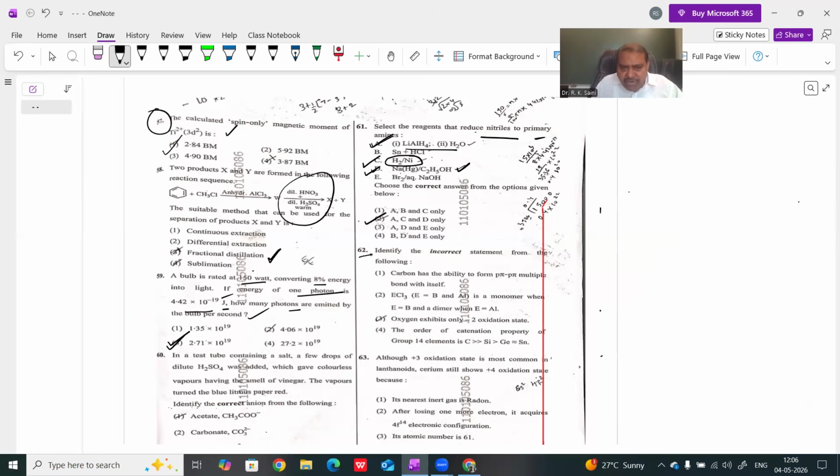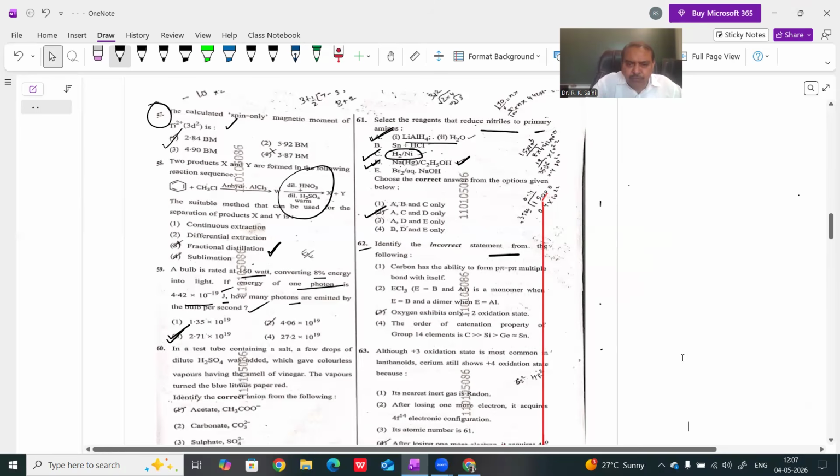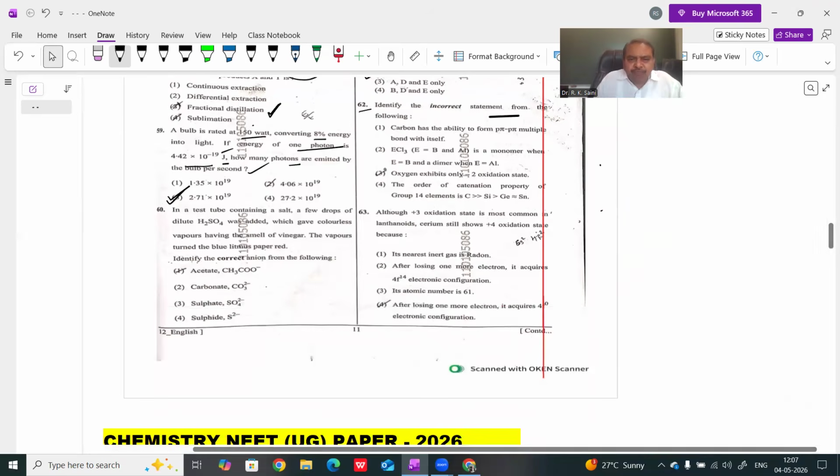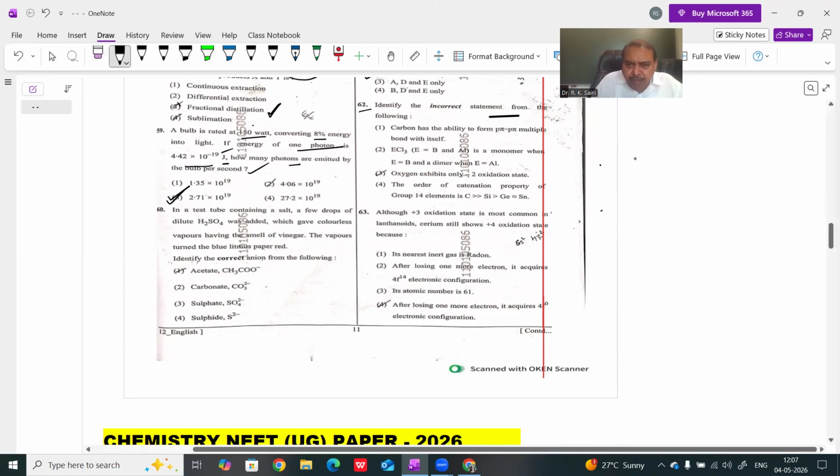Question number 63. Identify the incorrect statement in the following. Question 62. Carbon has the ability to form pi multiple bonds with itself. It is a correct statement, as in acetylene and ethylene, it makes pi bonds. Second period element. Question number next. BCl3. Option second.